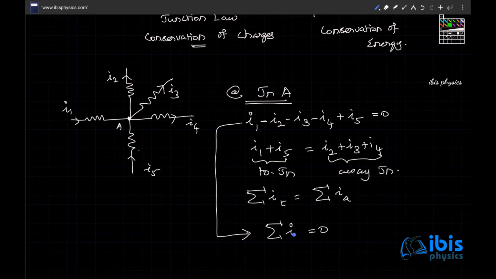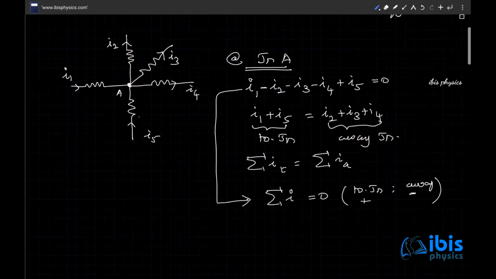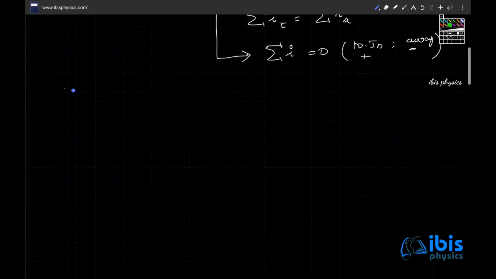When you compute the net current at the junction, current toward the junction is considered positive and current away from the junction is considered negative. This is about Kirchhoff's current law, which is also called the junction rule, and the junction rule is applied at the junction. And what about Kirchhoff's voltage law? The next one is Kirchhoff's voltage law, or Kirchhoff's loop law.